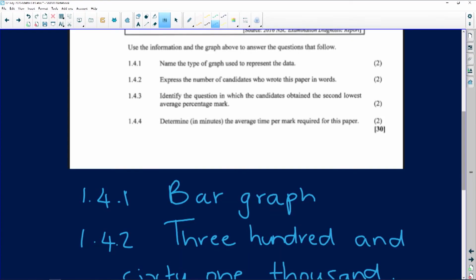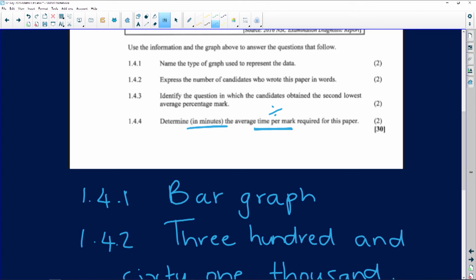Now we are being asked time in minutes and we were given time in hours. Let's go see how we do this one. So it says to us, determine in minutes. So it means that your answer has to be in minutes or you are going to lose your marks. Determine in minutes the average time per mark. So we want average time per mark. Per, I always say to learners, indicates that you are going to be dividing something. So the average time per mark required for this paper.